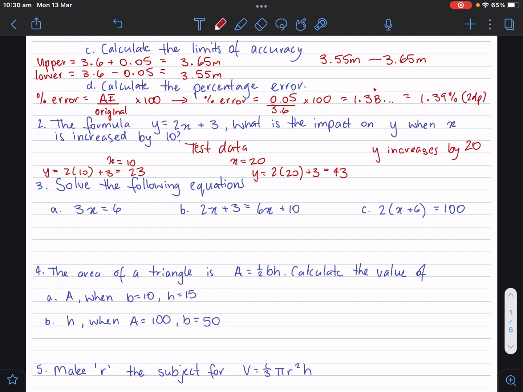So we use test data. We make up the numbers. You can make any numbers you want up as long as the second one is 10 more than the first one. So you could use 1 and 11, 100 and 110, whatever you want to use.